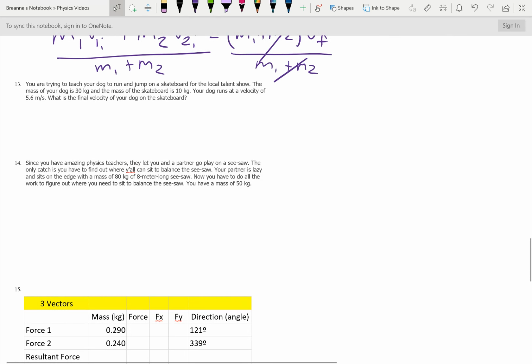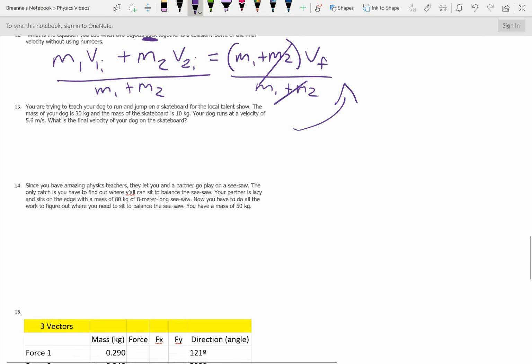Okay. You are trying to teach your dog to run and jump on a skateboard for a local talent show. The mass of your dog is 30 kilograms. The mass of the skateboard is 10 kilograms. Your dog runs at a velocity of 5.6 meters per second. What is the final velocity of your dog on the skateboard? Hint: the dog and the skateboard are going at the same velocity at the end. So you're going to end up using this equation we just solved for.